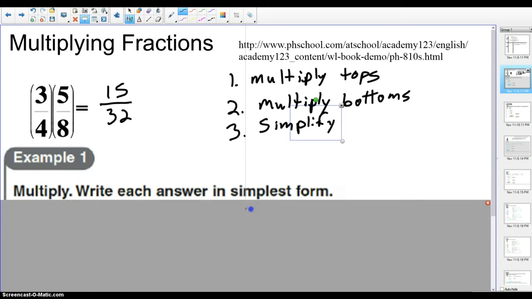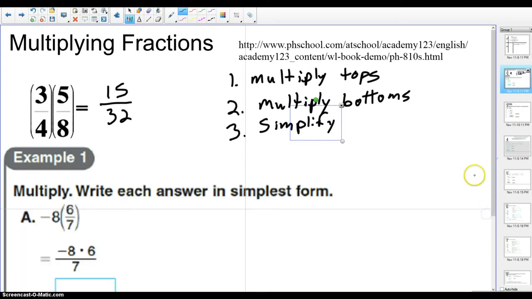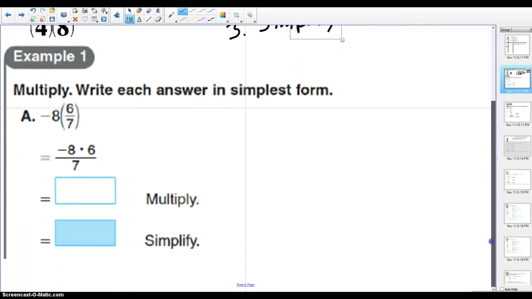So our example in our notebook, we have -8 times 6/7. Now in our warm-ups, we had a question. How do we write 8 as a rational number? And we found out that 8 is the same thing as 8 over 1, which makes our life really simple. So, we have -8 over 1, and we're multiplying that by 6 over 7.